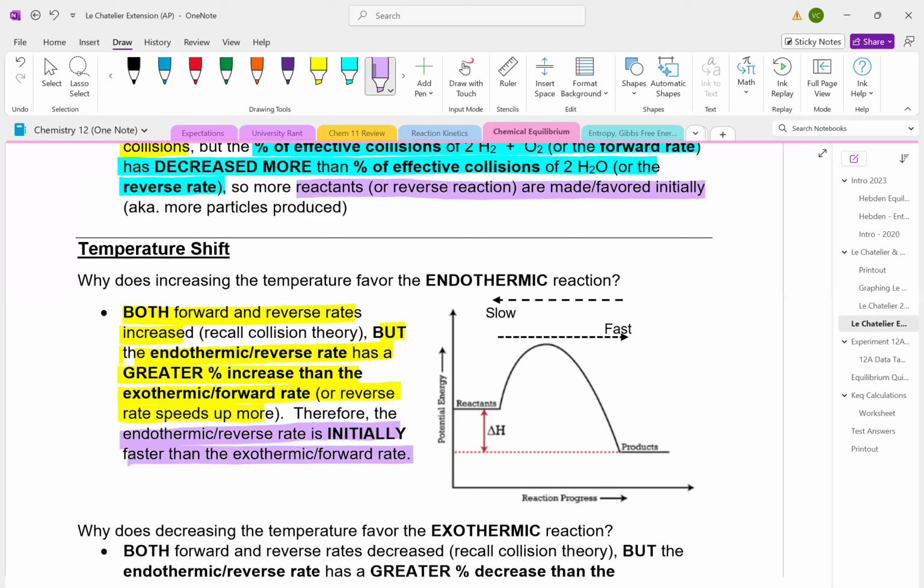Now, I'm sorry I kind of bumbled through it, but the idea is this. When you talk about increasing the temperature, both the forward and the reverse rate go up. So the exothermic direction and the endothermic direction both go up. But when you increase the temperature, the endothermic reaction, percentage-wise, has a greater increase than the exothermic rate. And so therefore, this is why it favors the endothermic reaction, because initially it would be faster.